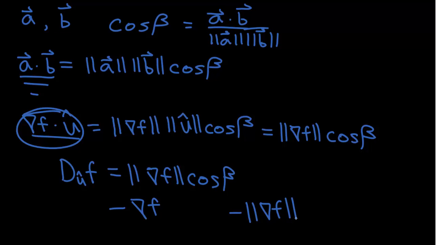Okay, does everybody see that? So this is where you decrease the most, and this is the most decrease, right? In other words, this is the smallest that the directional derivative can be. Any questions? Any questions about any of this discussion?